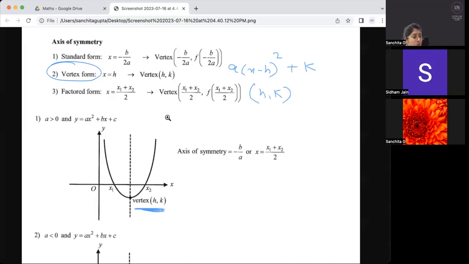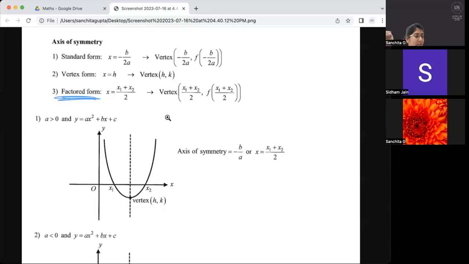If I have my vertex, what is going to be the axis of symmetry? See, this is h, right? So my axis of symmetry will also be h. x is equal to h. Clear? Yes, so the axis of symmetry is h. Easy stuff, right?